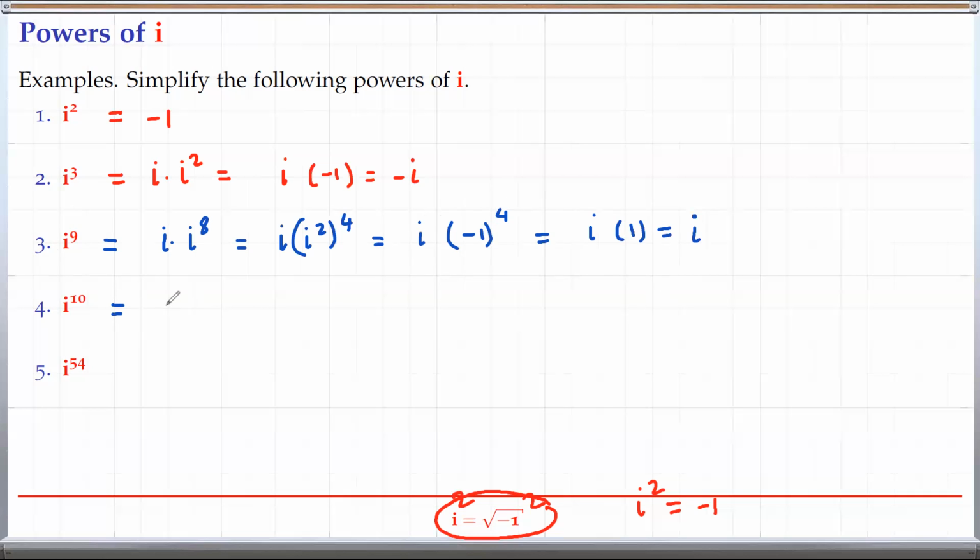Next, we have i to the 10. This I can write as i squared to the power 5. I try to write everything in terms of i squared because we know i squared is -1. So this becomes -1 to the 5, and -1 to the 5 is -1. And again, here we have i to the 54. So this we can write as i squared to the power 27, because 2 times 27 is 54. So this becomes -1 to the 27, because i squared is -1, and -1 to the 27 is -1. So similarly, we can figure out any power of i.